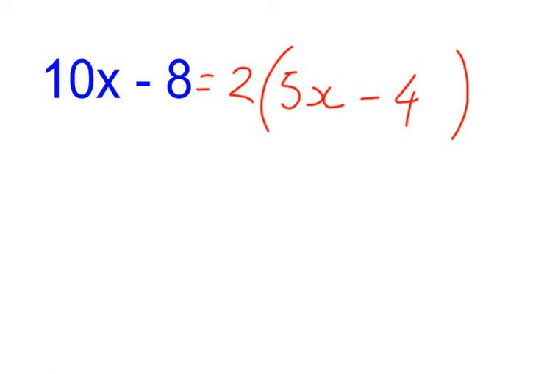Now you can see here we've got a slightly different type of question. This time I have a negative. Now it's exactly the same process. What's the biggest number I can divide 10 and 8 by? Well, that's going to be 2. Then 10x divided by 2 is going to give me 5x, and minus 8 divided by 2 is going to give me negative 4. So the negative in the question just means that my answer is also going to involve a negative. And again, easy to check. 2 times by 5x gives me 10x, and 2 times by minus 4 gives me minus 8.